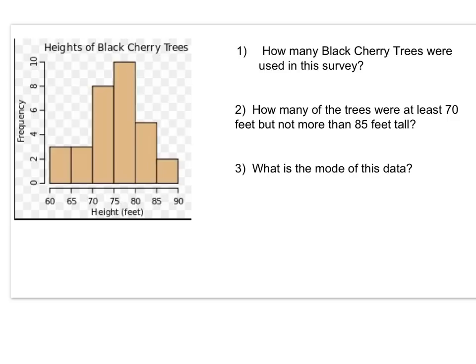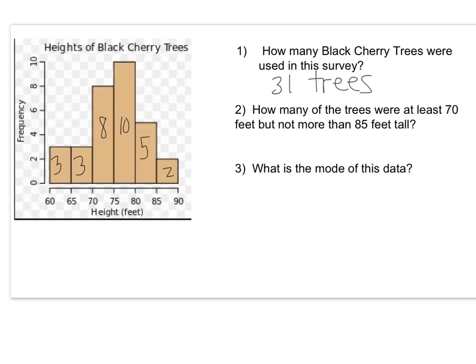All right, it says how many black cherry trees were used in this survey? So it's nice that we're counting by twos because my halfway point would be a 3. So it looks like there were 3 trees here, 3 trees here, 8 here, 10, 5, and 2. So if I added those up, it looks like I'd have about 31, I believe, 31 trees in the survey.